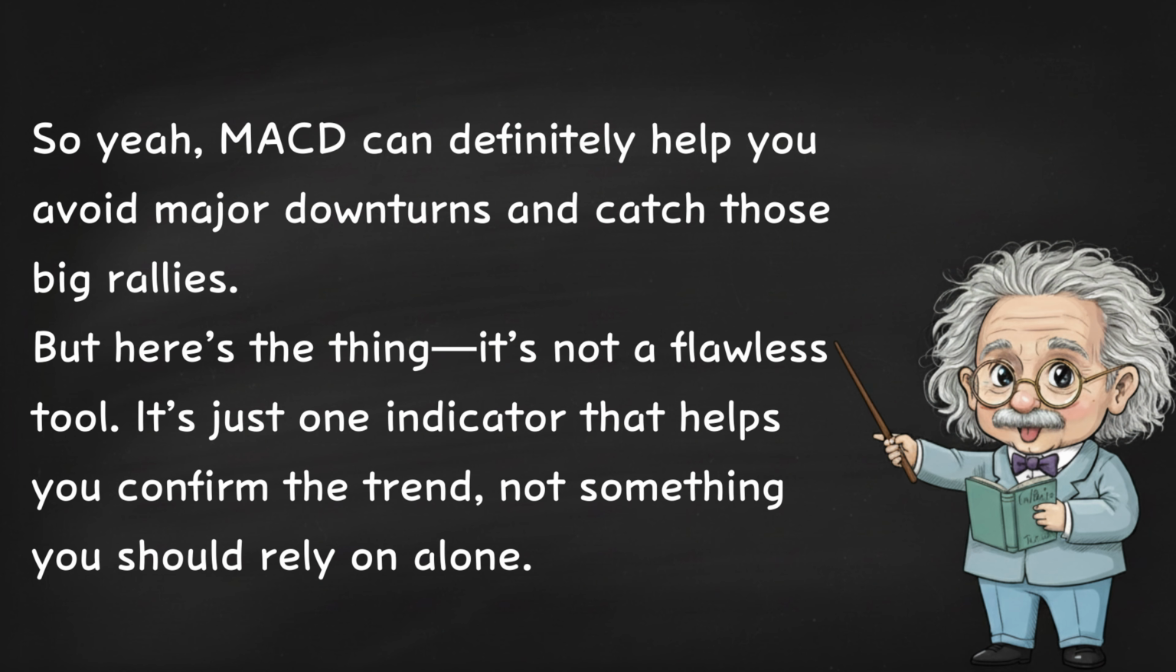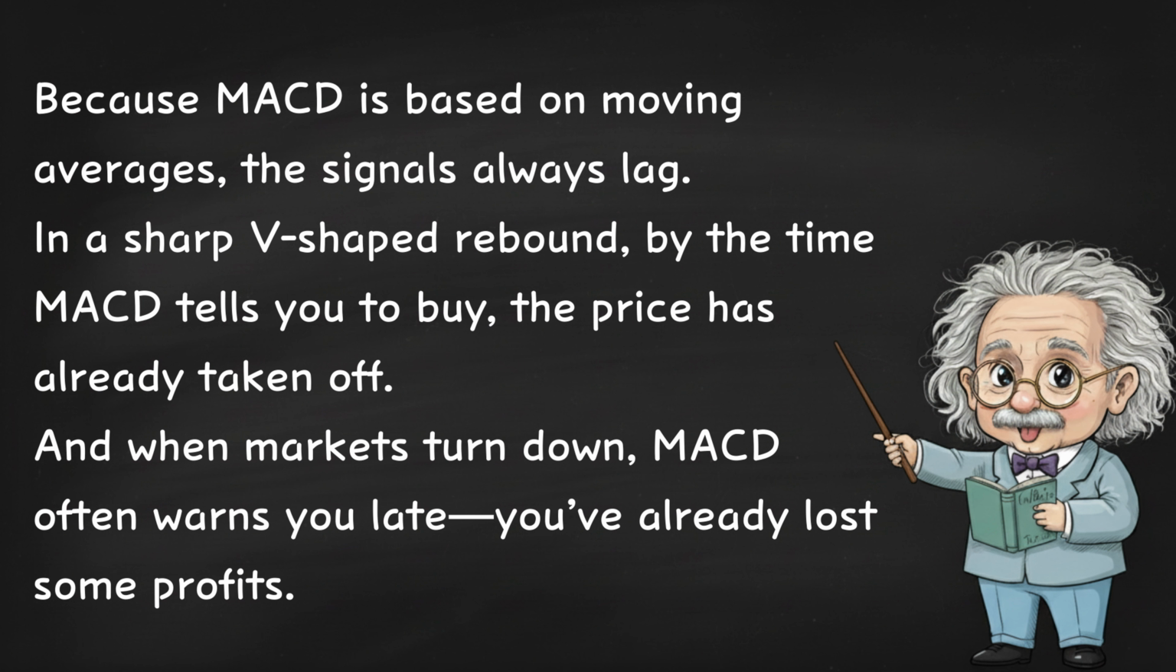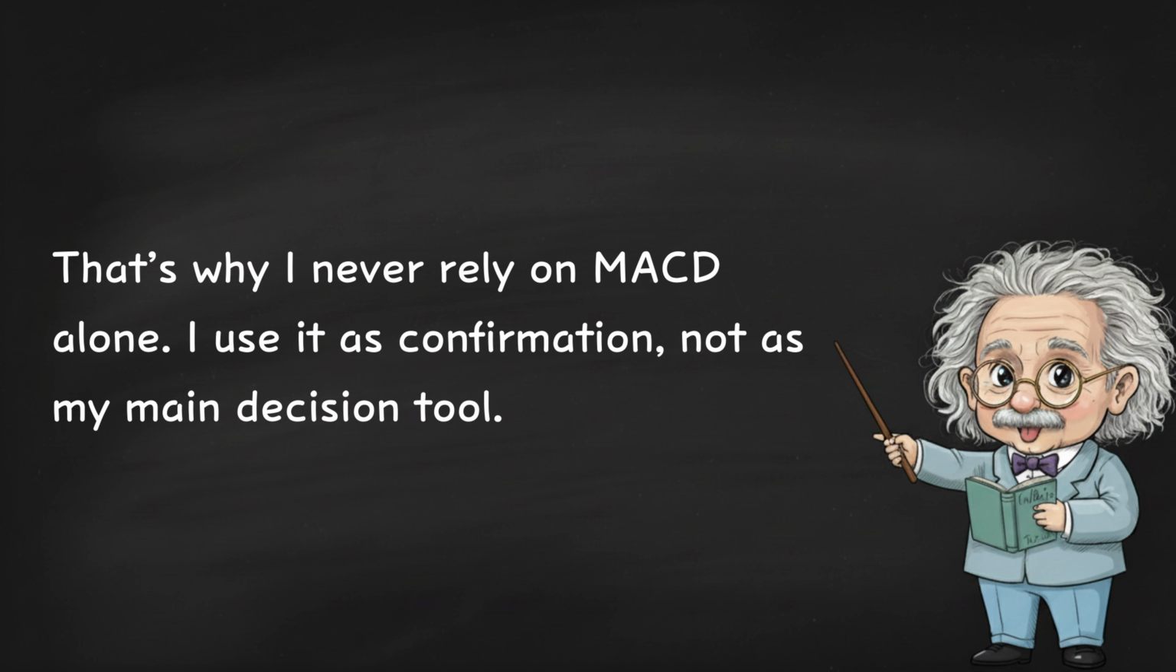But here's the thing, it's not a flawless tool. It's just one indicator that helps you confirm the trend, not something you should rely on alone. Because MACD is based on moving averages, the signals always lag. In a sharp V-shaped rebound, by the time MACD tells you to buy, the price has already taken off. And when markets turn down, MACD often warns you late, and you've already lost some profits. That's why I never rely on MACD alone. I use it as confirmation, not as my main decision tool.